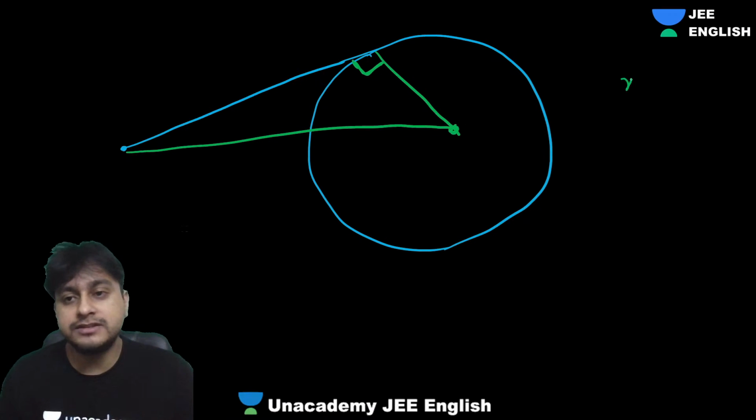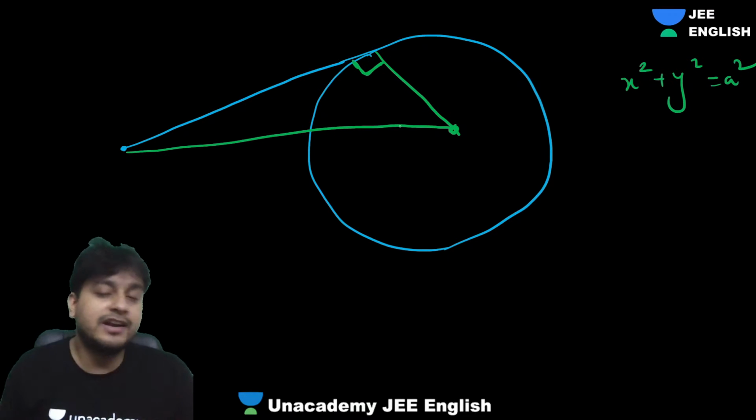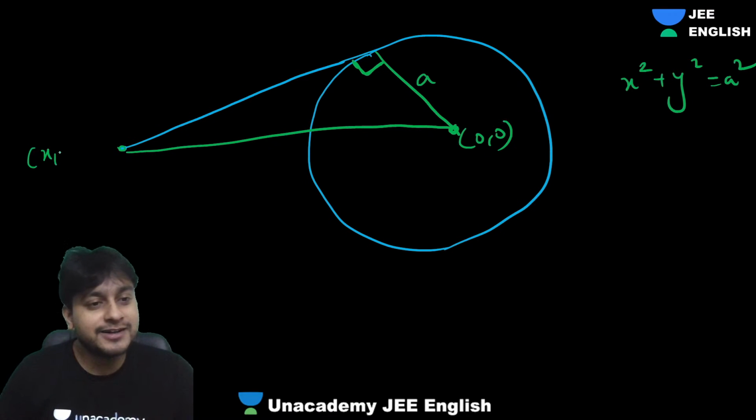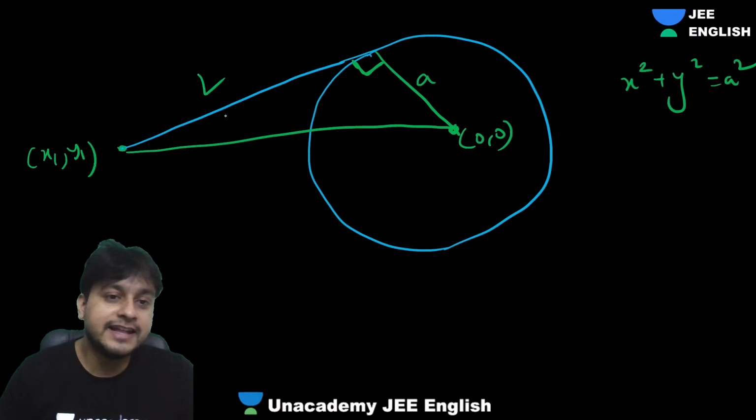let's take a very normal circle, x square plus y square equal to a square. We'll derive that and then we'll obviously generalize this for all types of circle. This is a. This is origin. It's a very easy proof, guys. x1, y1, and let's call this as length of tangent.